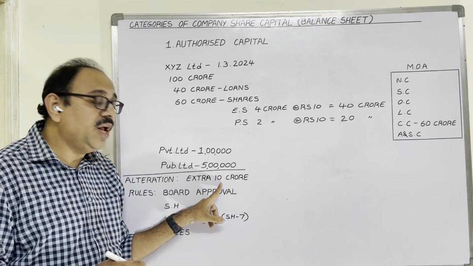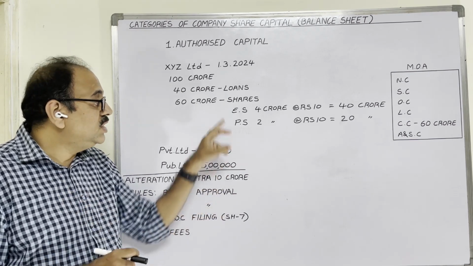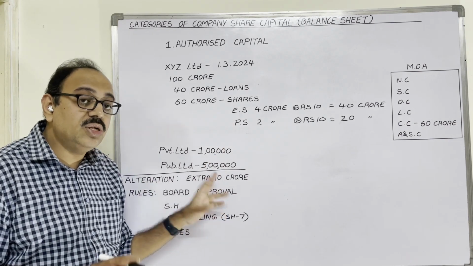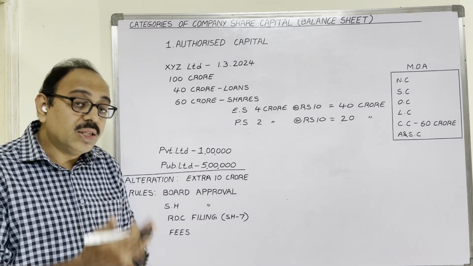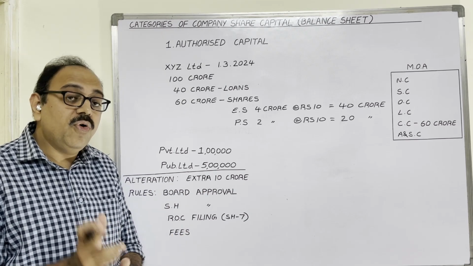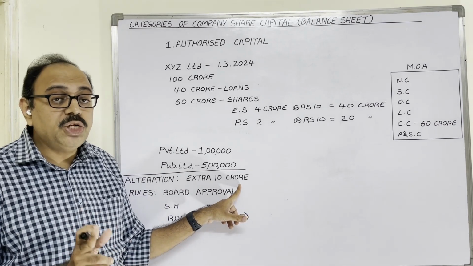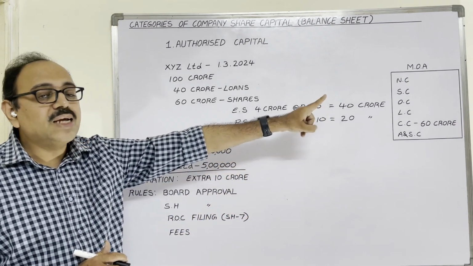For this extra 10 crore, if shares are issued, then total share capital becomes 60 crore plus extra 10 crore, 70 crore. It is beyond the authorized capital limit. Authorized capital is only 60 crore. Before issuing an extra 10 crore worth of shares, the company should first alter this authorized capital amount.